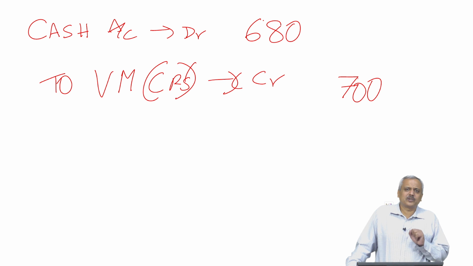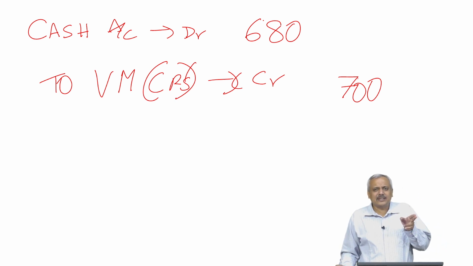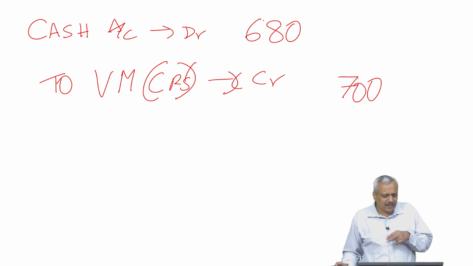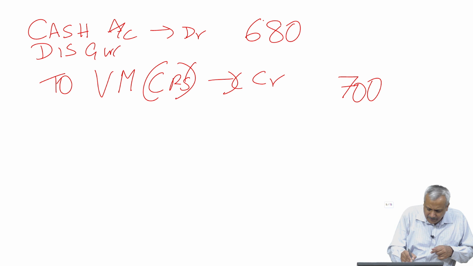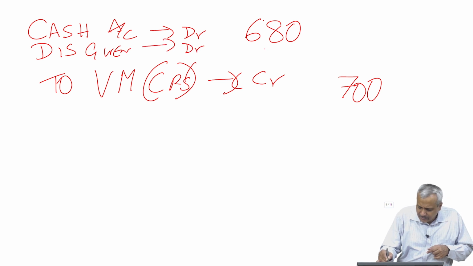When you allow a discount of 20, what is it for you? Is it an income? Is it an expenditure? Is it a loss? It is an expenditure. It is a loss for you. So, when it is a loss for you, what happens? Debit all expenses and losses, credit all incomes and gains. So, I will say discount given, debit $20.